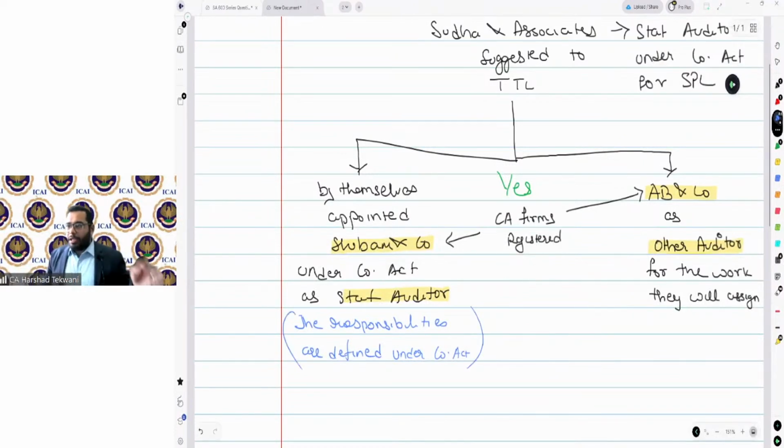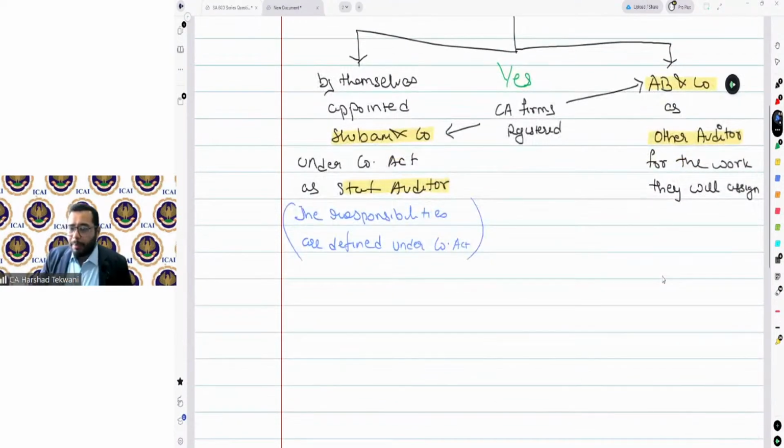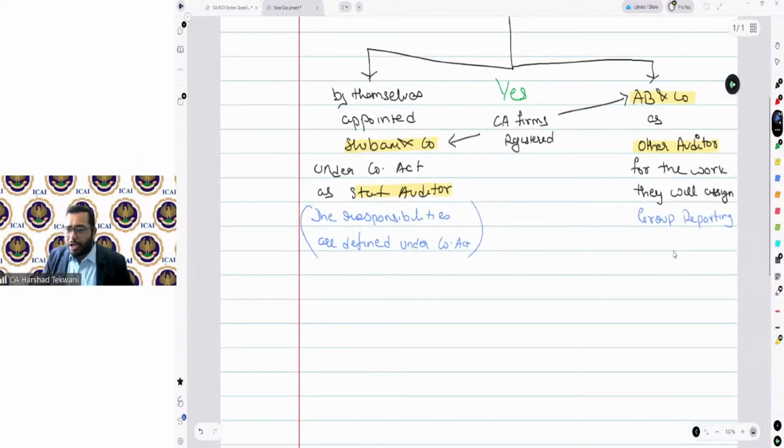Now, when I come as other auditor or component auditor, usually they are the same, but they can be different also. When I talk about other auditor or component auditor, that becomes the assignment of group reporting. Usually, group reporting is done by the same auditor who is performing statutory audit, to avoid duplication of work. But there is no prohibition that you cannot appoint a separate auditor for the group reporting. Now, what is group reporting?